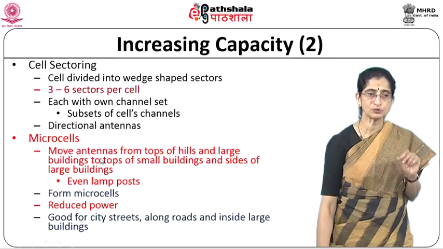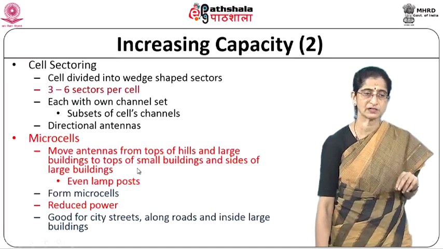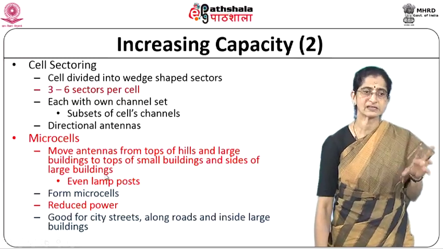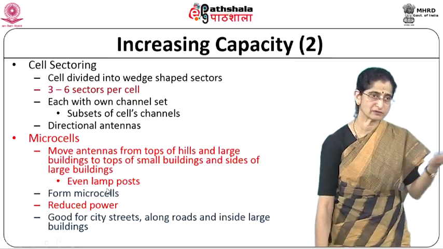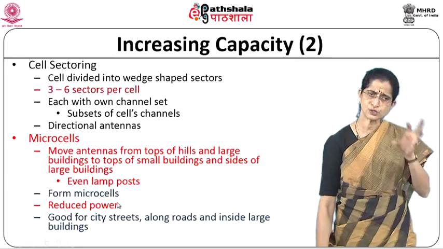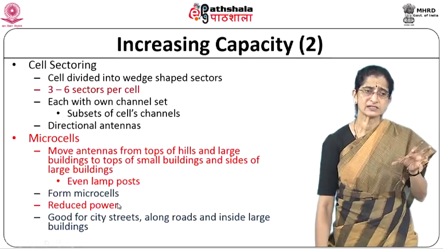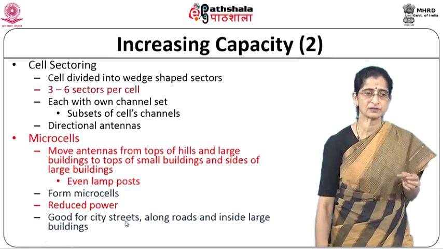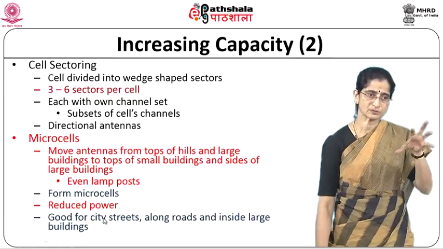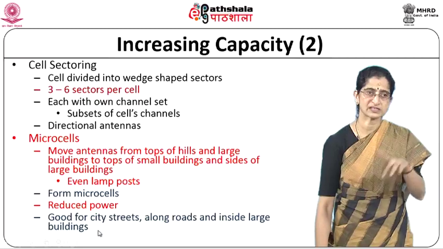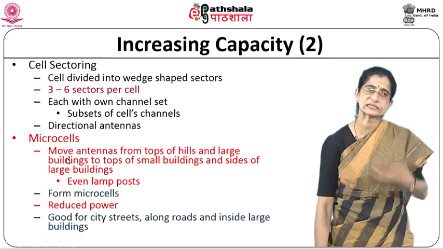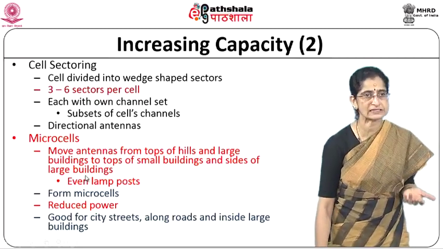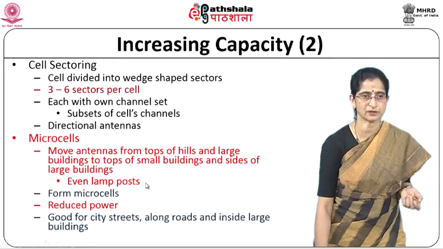For instance, you move antennas from tops of hills and large buildings to tops of small buildings and sides of larger buildings. Even lampposts can be used. So you form smaller microcells. The idea is that you can reduce the power even still further, and it can be good for areas like city streets, along roads and inside large buildings. So you can use these microcells to increase the capacity. These are different options that we have.